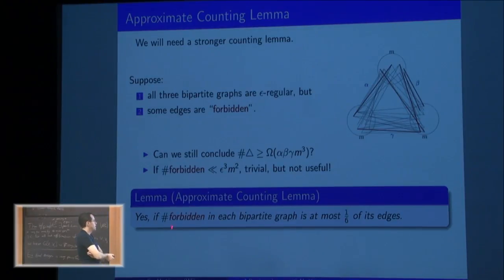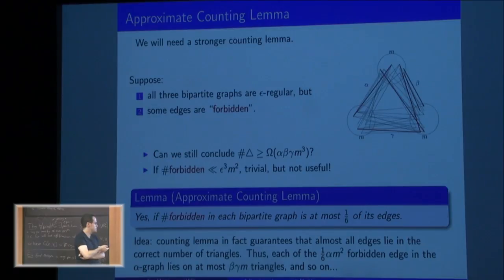approximate counting lemma. If the number of forbidden edges is at most a fraction, so 1/6, like I said, some constant fraction of the edges in each bipartite graph. So in the alpha density bipartite graph, we can have at most 1/6 alpha m squared forbidden edges, and similarly for the other two bipartite graphs, each of them separately, then we have this statement. We can show that the number of triangles is at least, say, 1/2 of the number you expect here. How do you prove this?